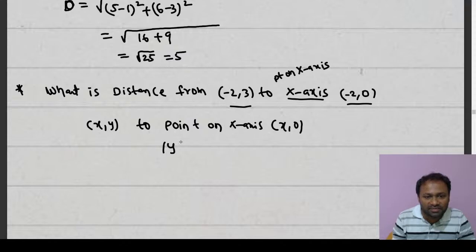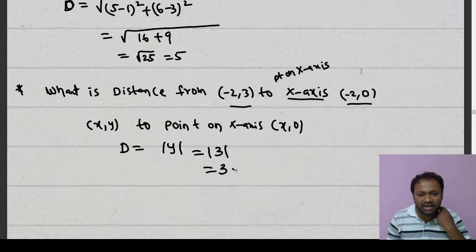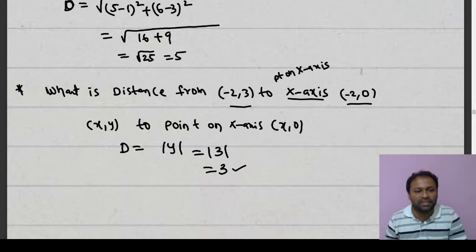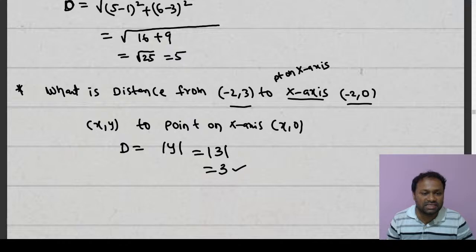Mod y. d is equal to mod y, here the answer is 3. This is the correct answer. So modulus of y value, how much? 3. The answer will be 3. Of course it may be negative, then we have to take the positive only. This is the way to find the solutions based on the distance formula.